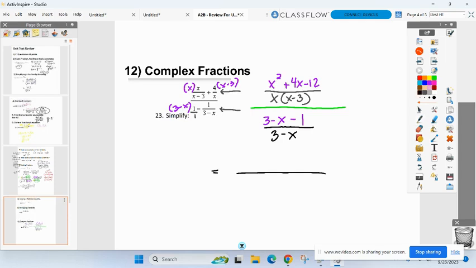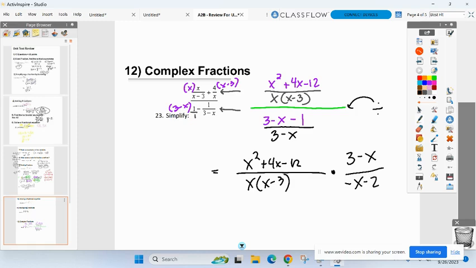Okay, now what do I have to remember here? Skip and flip. This is a division problem now. That's all this is, a fancy symbol for that. So x squared plus 4x minus 12 over x minus 3, times, flip it. I'll combine my like terms now, negative x minus 2, or 2 minus x, negative 2 minus x if you want to do that.